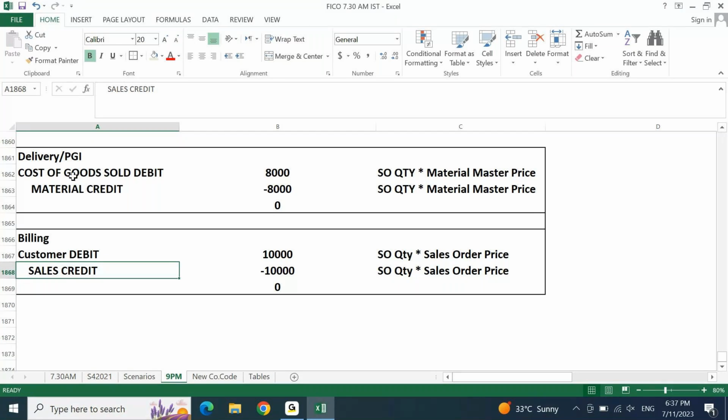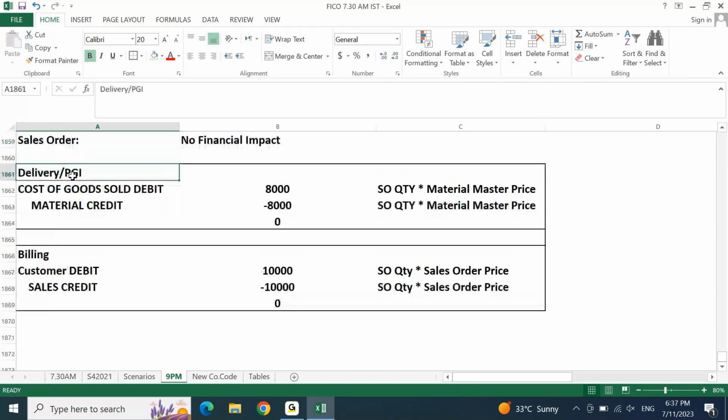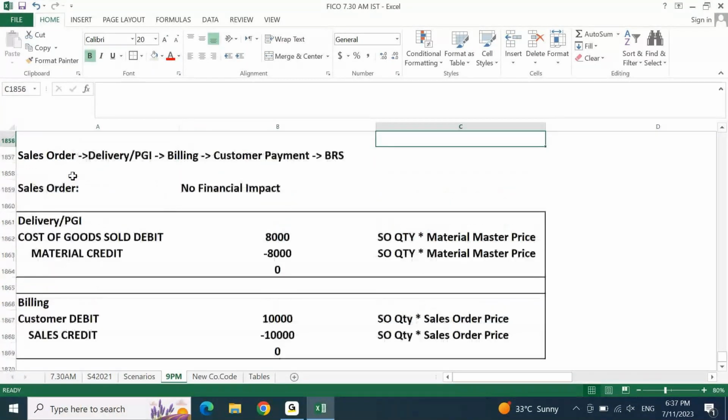Now once you put debit to the cost of goods sold account, the amount for this is coming from sales order quantity multiplied by material master price. Wherever you are talking about material master price, this is part of integration. So I'll not write exactly from where the accounting GL accounts are coming. That I'll explain in the upcoming sessions with different logics. For now, we are talking about FI-SD integration.